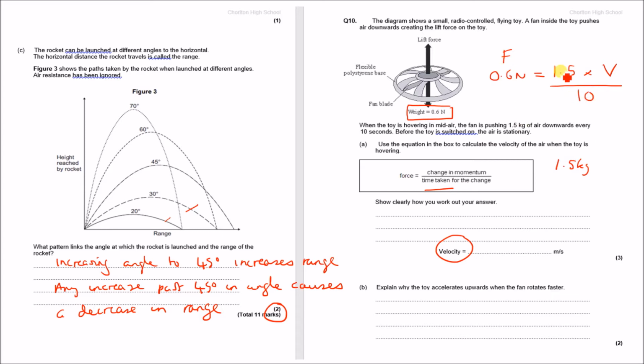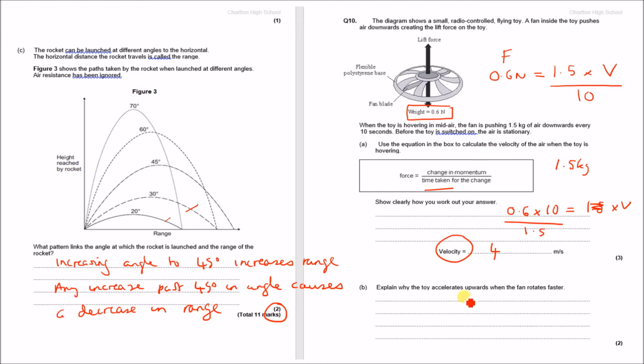So we've got 3 parts of an equation, so we can rearrange this now to find the final part. If we're dividing by 10, then we're going to multiply, so 0.6 multiplied by 10 would give us 1.5 times v. To move this across, we can divide that by 1.5, and therefore v is equal to this. So 0.6 times 10 is going to be 6, and 6 divided by 1.5 is going to give our answer of 4 meters per second.